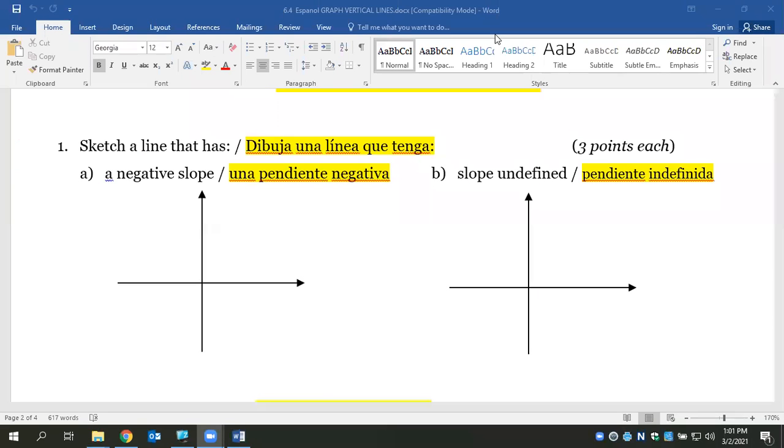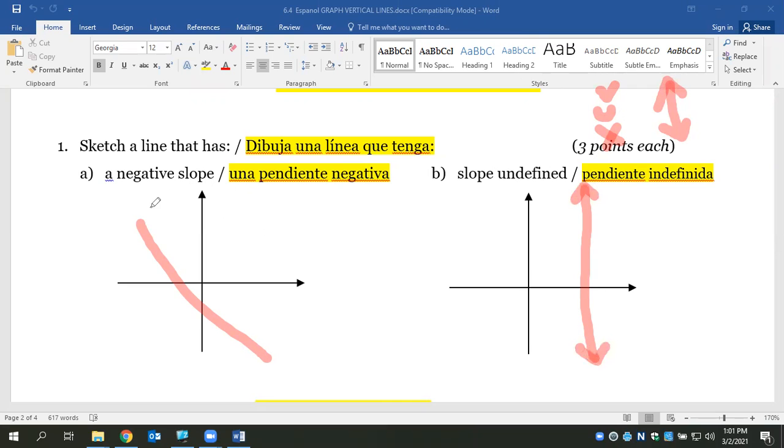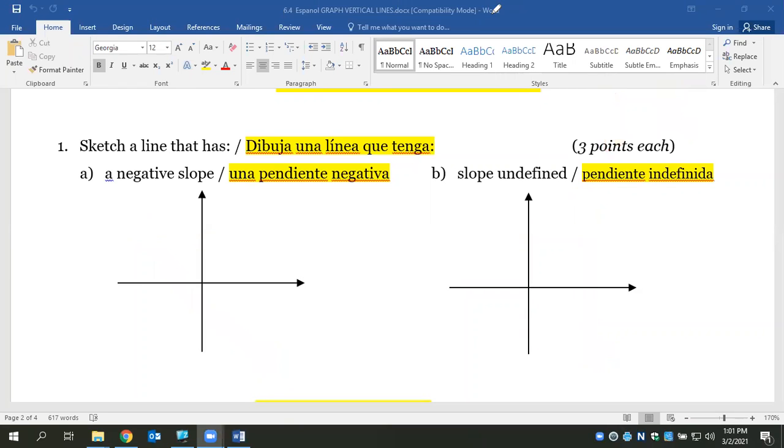Okay? So to end this for you, sketch a line that has a negative slope. It's going down. Boom. A slope undefined. V, U, X. Okay? Undefined means it's going to be straight up and down. Vertical means it's going to be straight up and down. So all I need to do is do this. You do want to put an arrow, because it asks for a line. All right, so that's it. That's what you do. Okay? So I've helped you with 6.4. Do well.